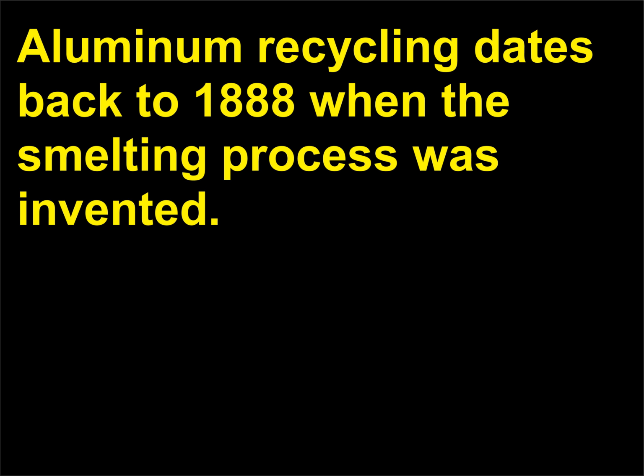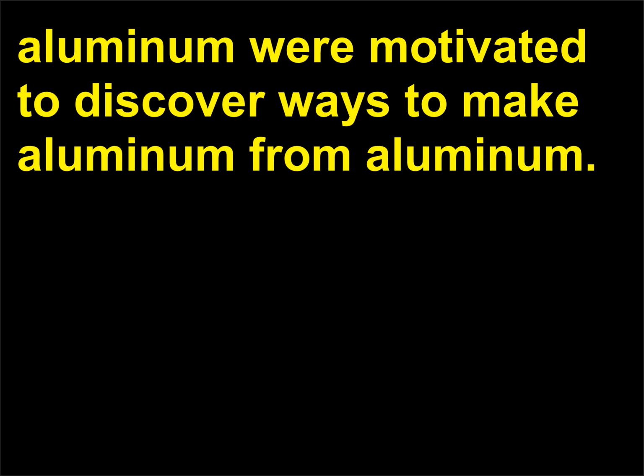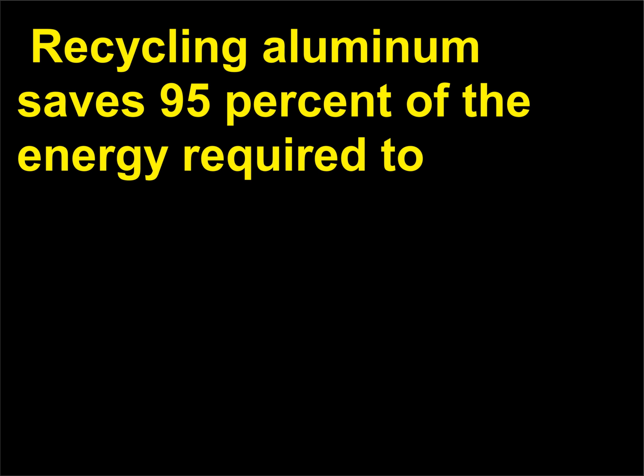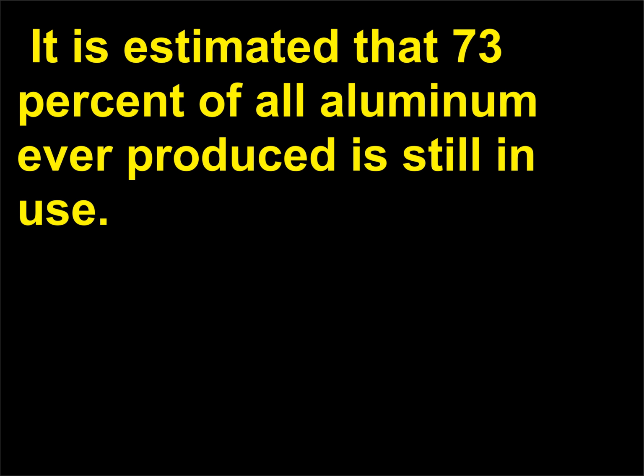Aluminum recycling dates back to 1888 when the smelting process was invented. Since aluminum is so valuable, companies involved in manufacturing aluminum were motivated to discover ways to make aluminum from aluminum. Recycling aluminum saves 95% of the energy required to make new aluminum, since it eliminates the mining of new ore. It is estimated that 73% of all aluminum ever produced is still in use.